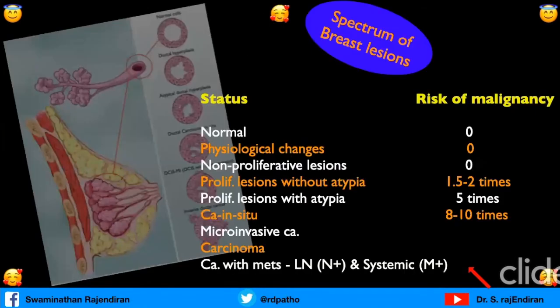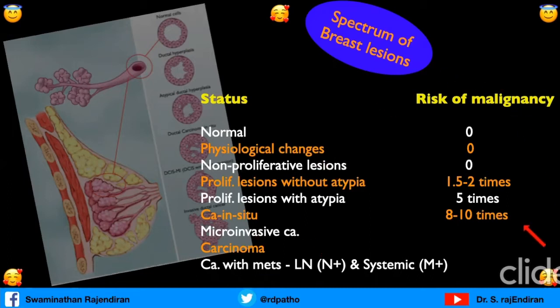Why do we have to know the spectrum of breast lesions? What is the spectrum? It is normal, physiological changes, non-proliferative, proliferative without atypia, proliferative with atypia, carcinoma in situ, microinvasive carcinoma, carcinoma with metastasis in lymph node or systemic. Once it becomes carcinoma, as a good doctor, you have to prevent the development of cancer. Okay, that should be our aim. There is no point in diagnosing cancer. The minute you diagnose cancer, you are not able to reverse it.